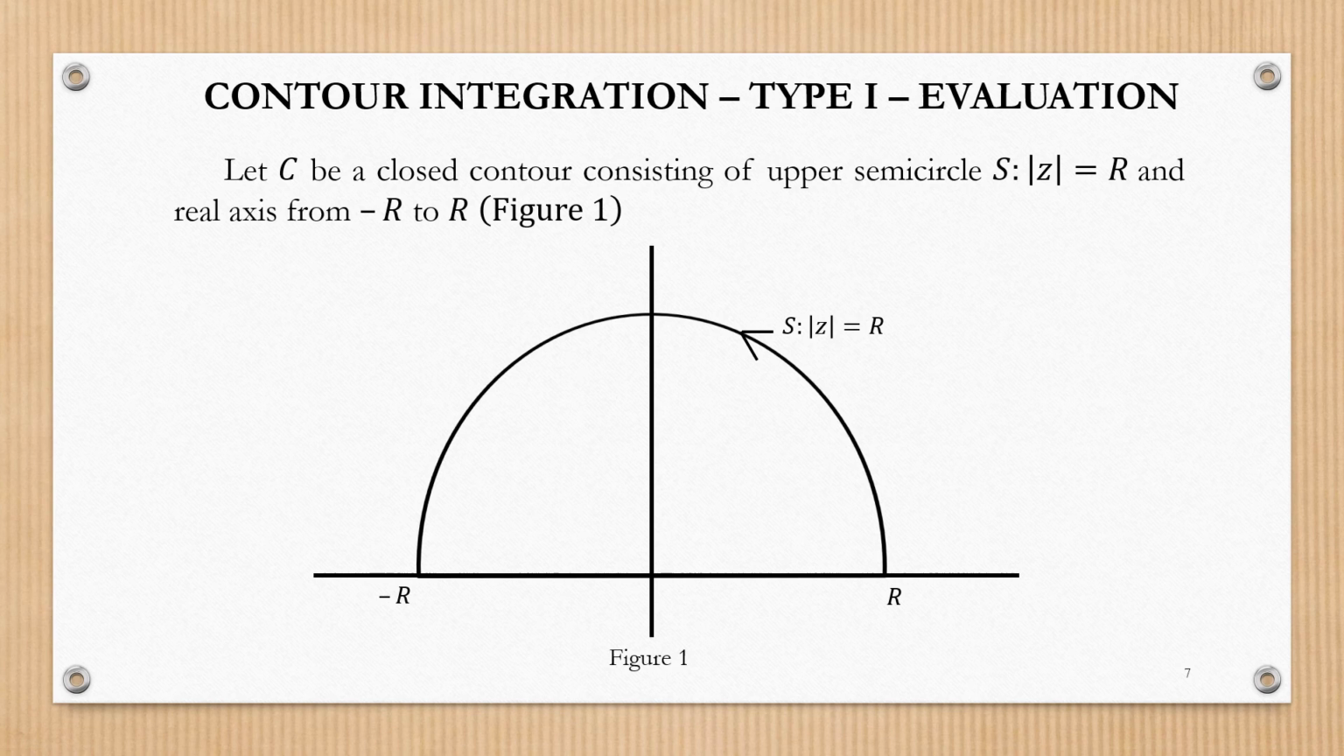And apart from the upper semicircle, we also take minus r to plus r on the real axis. That is how the contour becomes a closed contour. If we consider only the upper semicircle S without minus r to r, it will be an open contour. But we consider S along with minus r to r, that's how it becomes a closed contour. Now this contour is to be used not just for problems of type 1 but also for problems of type 2, which I will be defining subsequently.